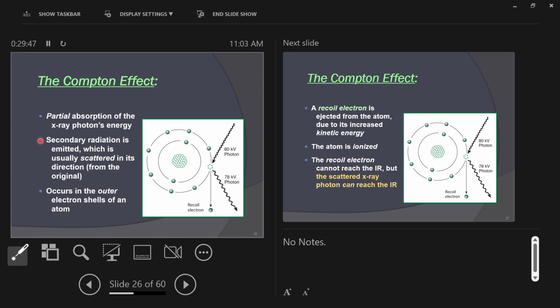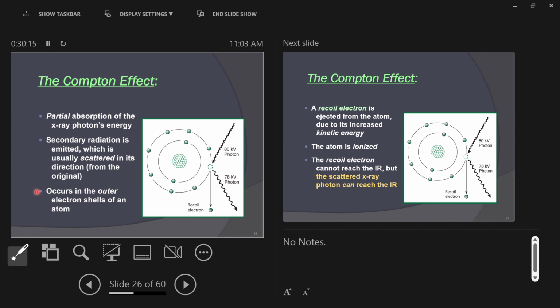Remember, X-rays travel in straight lines. So if you see an X-ray photon traveling in a different direction with a different energy, it's a different photon. Secondary radiation is emitted which is scattered in a different direction than the original photon. Exactly what direction is a harder thing to talk about, so we don't in radiography. It's just a different direction. It's scattered.